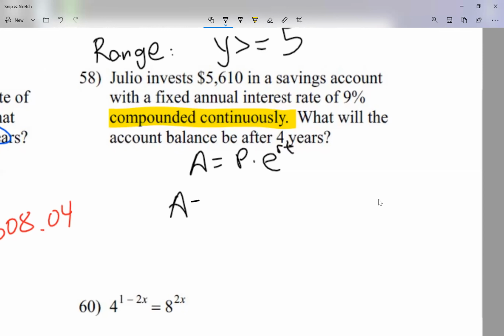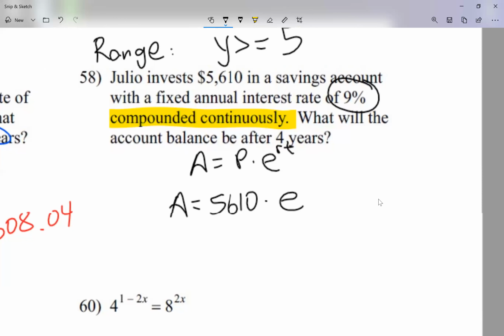My amount is going to equal to, Julio is going to invest $5,610. So that's my principal. 5,610 times E. Like I said, look for the letter E. It's a number. Use your calculator for this. E to the R times T. I know the rate with a fixed annual interest, the rate is 9%. And then he's going to do this for 4 years.